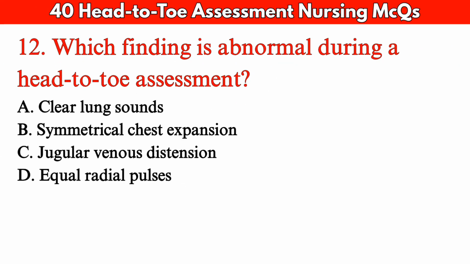Which finding is abnormal during a head-to-toe assessment? A. Clear lung sounds, B. Symmetrical chest expansion, C. Jugular venous distension, D. Equal radial pulses. Correct answer, C. Jugular venous distension. Jugular venous distension is an abnormal finding and may indicate heart failure or fluid overload. Clear lung sounds, symmetrical chest expansion, and equal radial pulses are normal findings in a healthy patient.